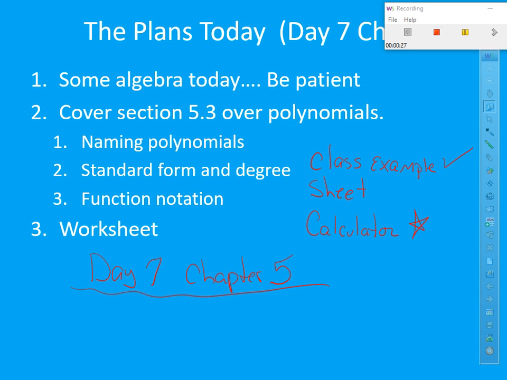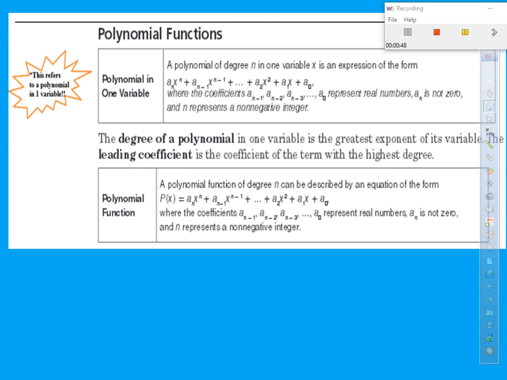Now, what this is about is what is a polynomial in one variable. I'll describe that here for you in just a second. And then we'll talk about leading coefficient, because that's going to become really important when we talk about end behavior. And then there are some function notation items that you've seen before. So with that being said, come over to where it says polynomial functions.